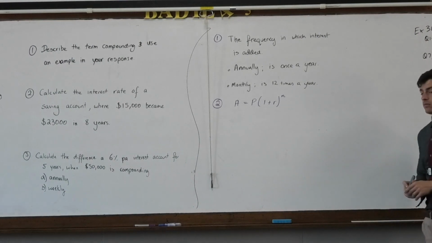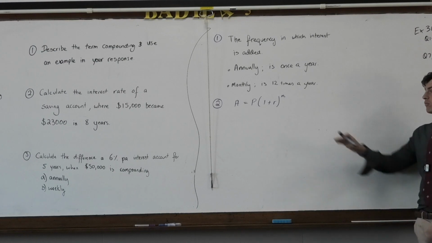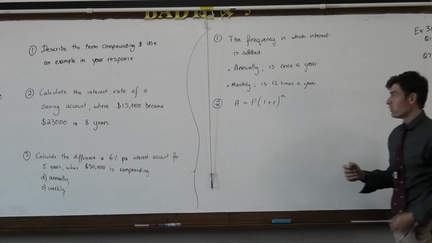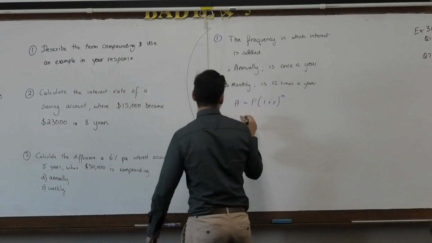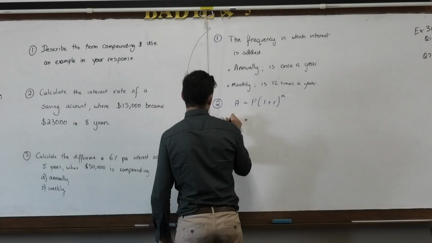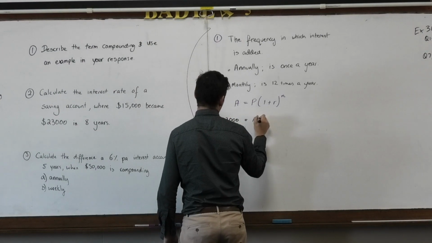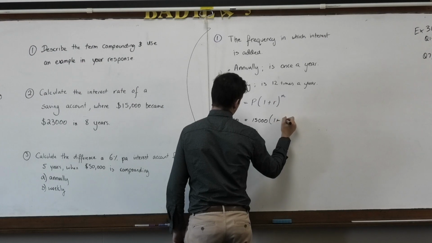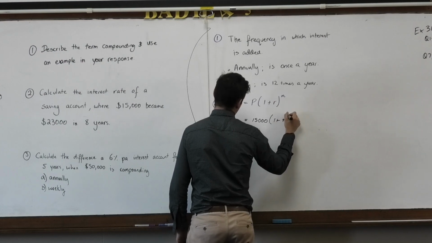Now, first step, write the equation. Second step, P equals. Write what we know, correct? What do I know? I know A equals 23,000. I know P equals 15,000. I know 1. Do I know R? So leave it as R. To the power of?